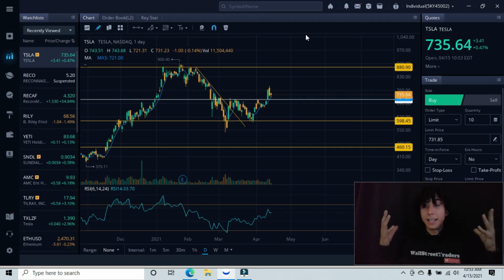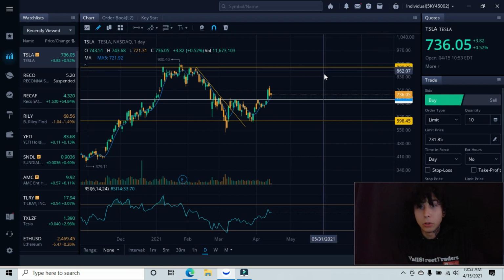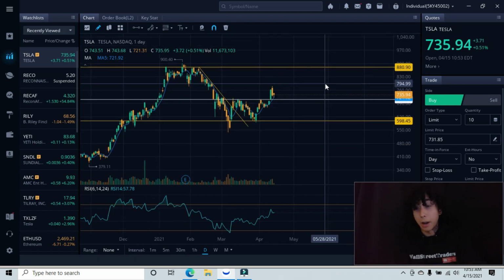Finally, but not least, this is my last stock that I'm breaking down for today, and that is Tesla, or TSLA. Let's go ahead and dive in, you guys. So don't get too confused by all these lines. Let me remove some so it's not too confusing, but I'll explain to you how I found everything.